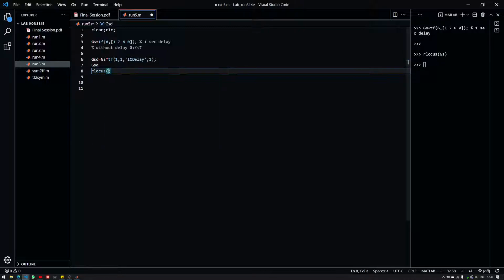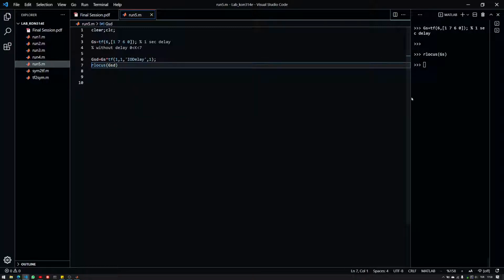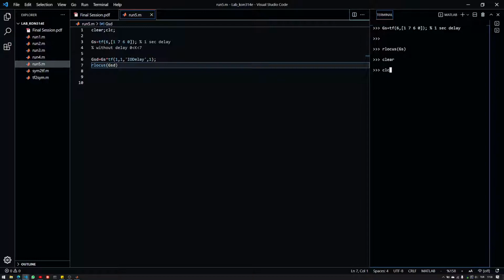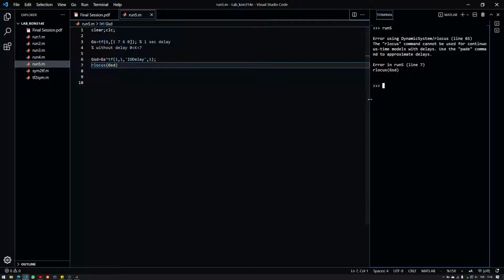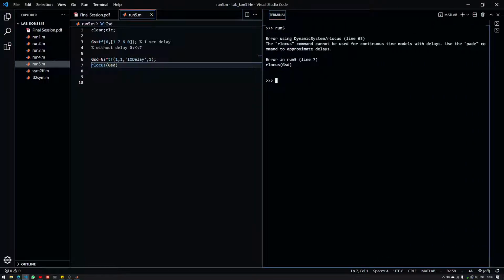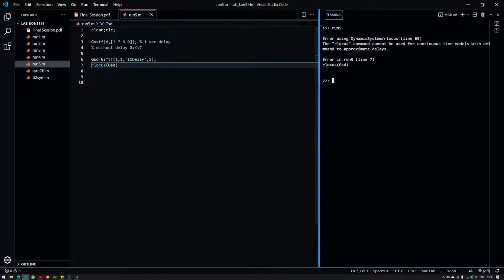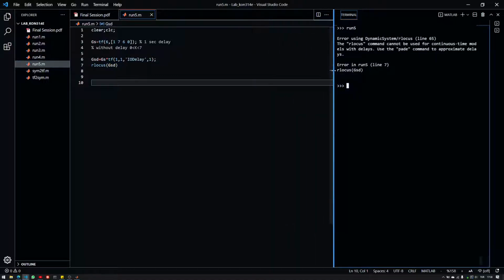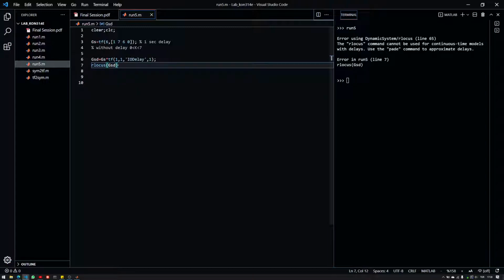So if we want to plot the root locus of GSD, which has delay in it, then you can see that this error message pops up. It says that the root locus command cannot be used for continuous time models with delays. Use Padé. So it suggests us to use Padé to approximate the delay, but it is not possible to plot the root locus plot with systems that have delay in it.